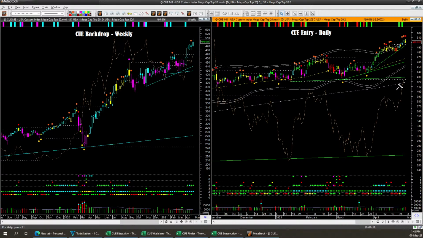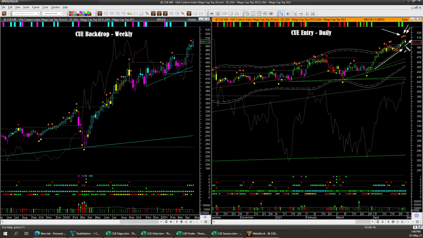First, starting with Mega Cap Top 20, the custom index in Q Global Market Breadth, displayed two indecision at the top signals on Wednesday and Thursday and a bear release signal on Friday. Certainly going up in an uptrend, and it has a trend line support, so I'm not going to short this.